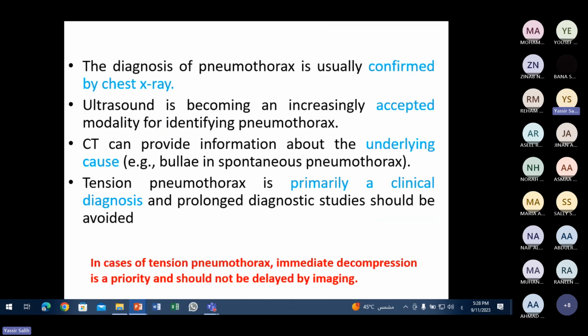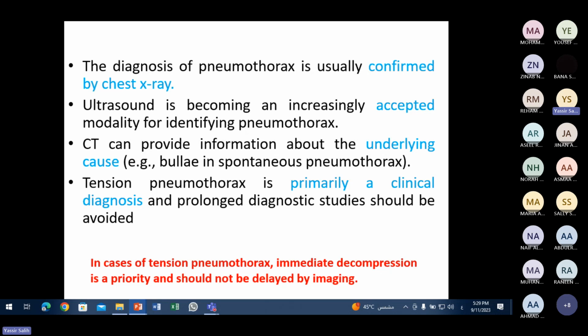Now, how is pneumothorax diagnosed? If it is a simple pneumothorax, the patient can have a chest X-ray to confirm this pneumothorax. Ultrasound may sometimes be used for identification of pneumothorax, so you can see the pneumothorax by ultrasound. CT, in addition to demonstrating the pneumothorax, can demonstrate its causes, because pneumothorax can be spontaneous or due to rupture of a bleb, for example. So CT helps in diagnosis and can demonstrate the cause of this pneumothorax.